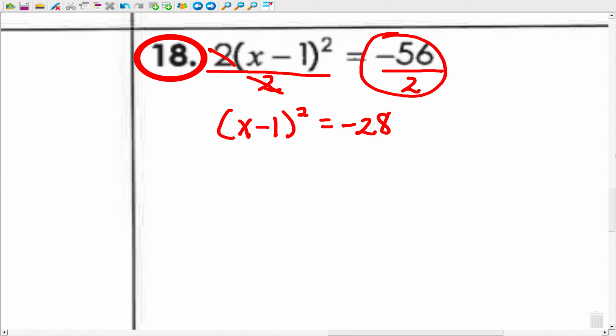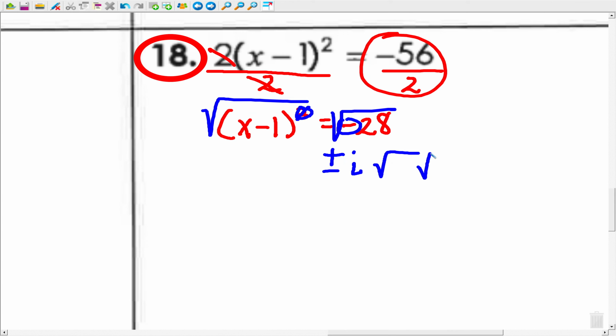Now I'm getting rid of that parenthesis with the exponent by taking the square root. Cross out this, and then when I take the square root here, immediately I want to put plus or minus, and I want to put an i because of this. But then I need to split the 28 because we know that 28 can be split into the square root of 4 times the square root of 7. Bring down everything else on this side. I don't want to skip any steps.